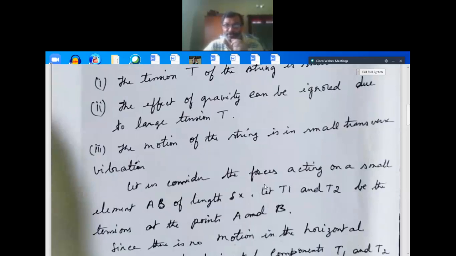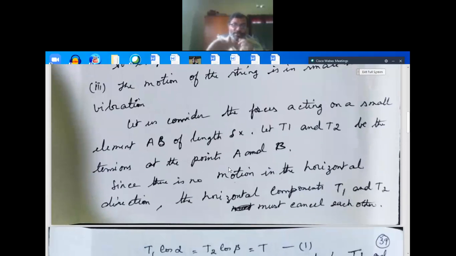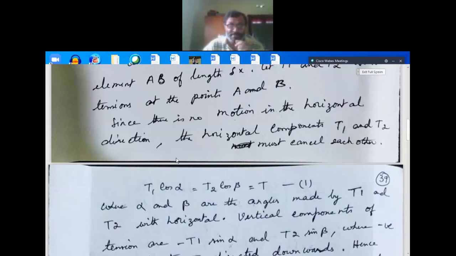Let us consider the forces acting on a small elemental length AB. The length is taken as delta X. Let T1 and T2 be the tensions at the points A and B. Since the motion is upwards, it is vertical. There is no motion in the horizontal direction, only vertical, so the horizontal components of T1 and T2 must cancel each other.